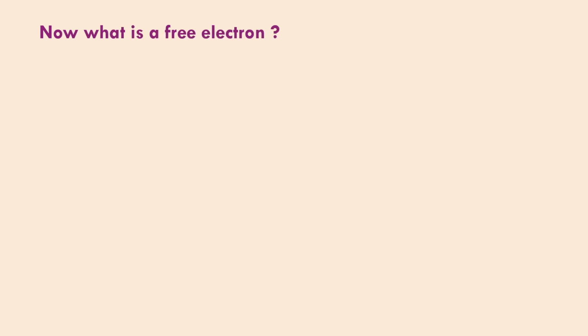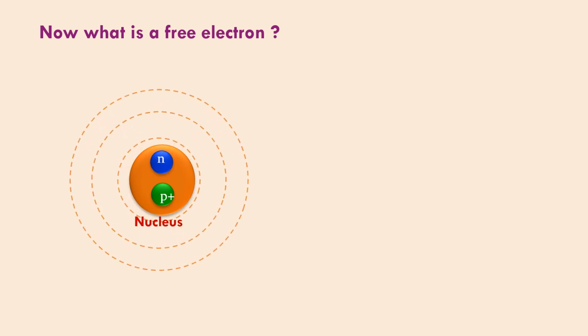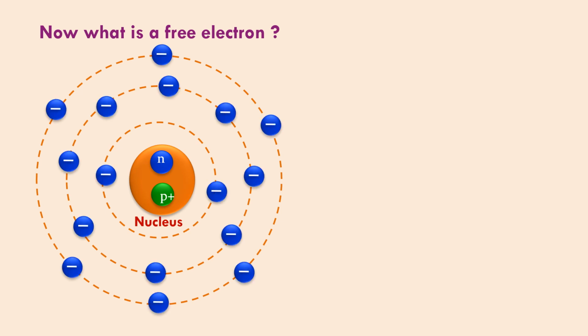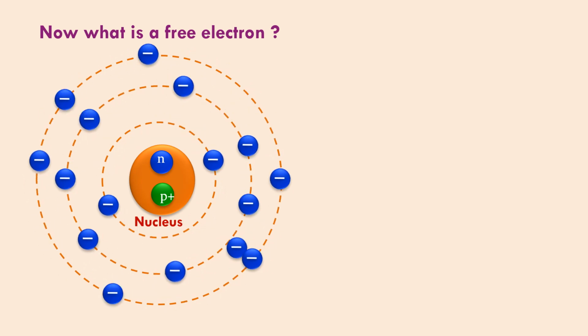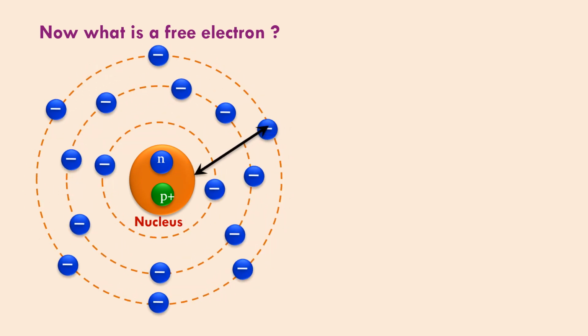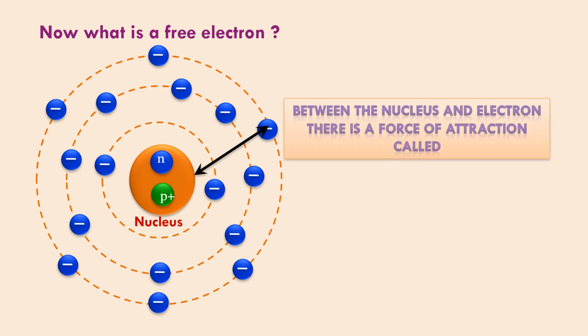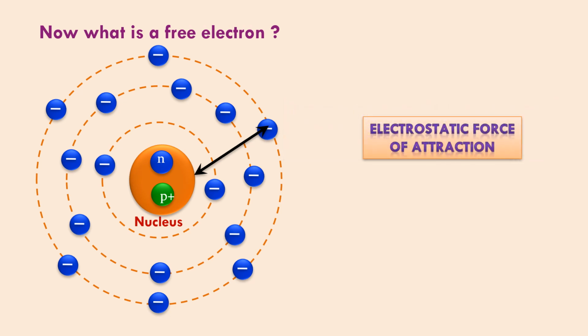Now, what is a free electron? The nucleus consists of positive protons and neutrons carrying no charge. Surrounding it, electrons are revolving with negative charges. This is the distance from the nucleus. Between the nucleus and the electron, there is a force of attraction called electrostatic force of attraction.